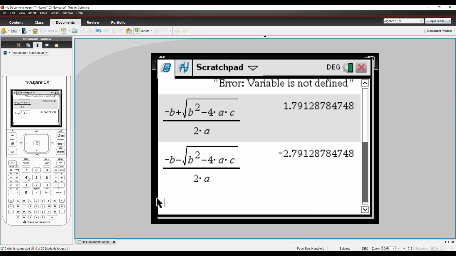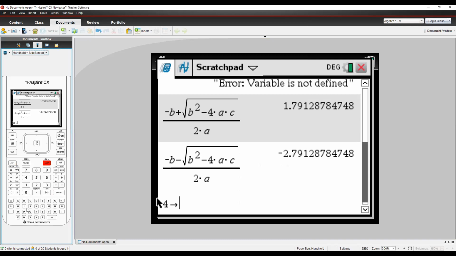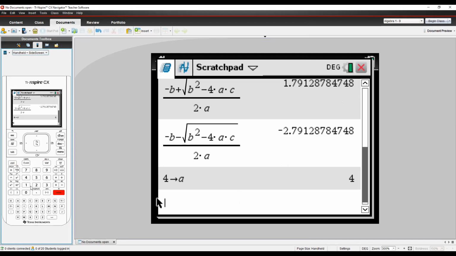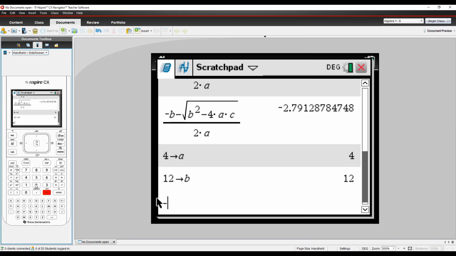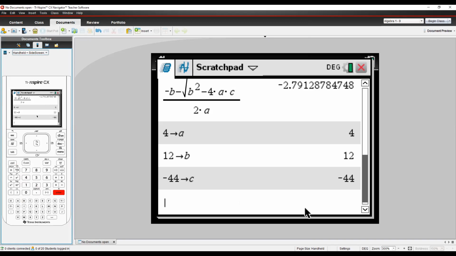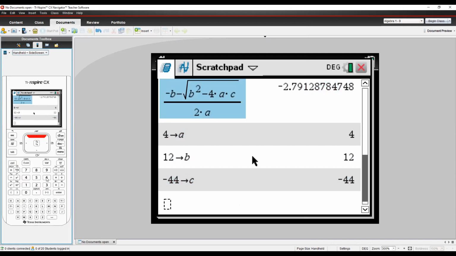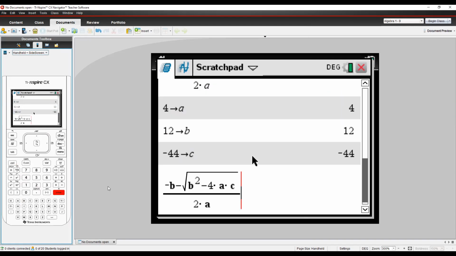I'm going to start by storing 4 into A. And then I'm going to store 12 into B. And then I'm going to store a negative 44 into C. So let me do that real quick. Boom, that's done. Now I can just go up here since I've already entered this into the calculator and just copy this because this is a quadratic formula.